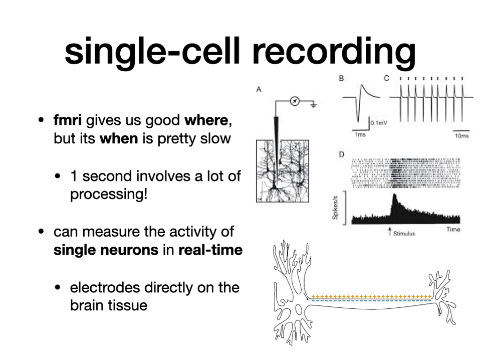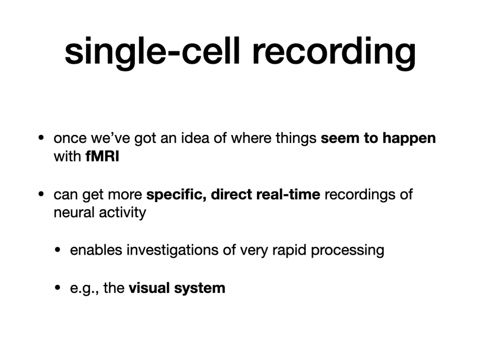This is a tool in the kit, right? Single cell recording is nice because we can combine it and say, hey, we've got an idea of where things seem to be happening with fMRI at this really broad, high level. I can measure the brain and see, oh, these areas are more active when I'm having somebody do this kind of task. Then we can go in a little more deeply and do some single cell recordings, right?